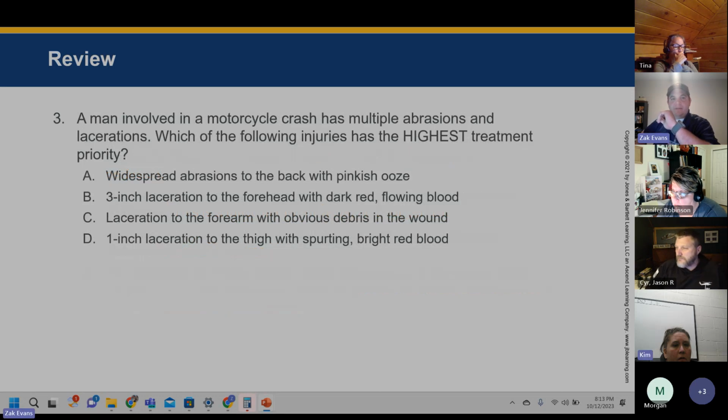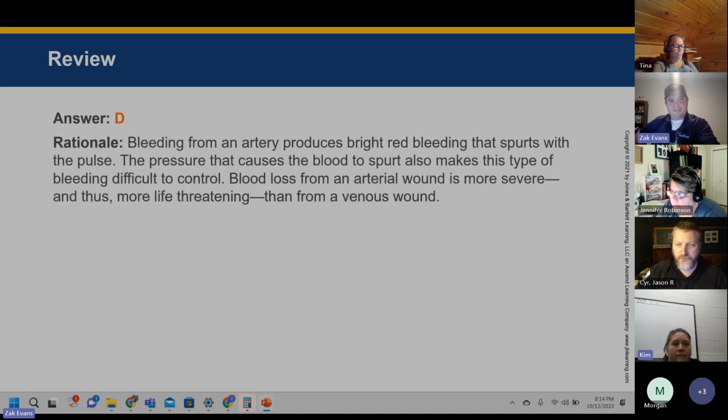A man is involved in a motorcycle crash and has multiple abrasions and lacerations. Which of the following injuries has the highest treatment priority? A. Widespread abrasions to the back with pinkish ooze. B. A 3-inch laceration to the forehead with dark red blood flowing. C. A laceration to the forearm with obvious debris in the wound. Or D. A 1-inch laceration to the thigh with spurting bright red blood. That'd be D. Good job, guys. That was an easy one.